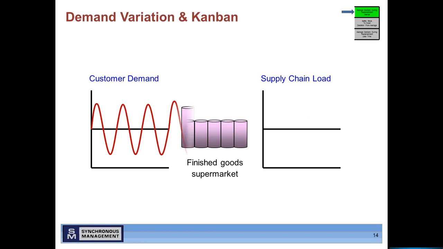We'll put that in place, and we'll let that absorb the fluctuations. So when customers order a lot of goods, the inventory will go down. When they order very few, the inventory will stay higher. So what does that do to the signals that go back to my supplier?